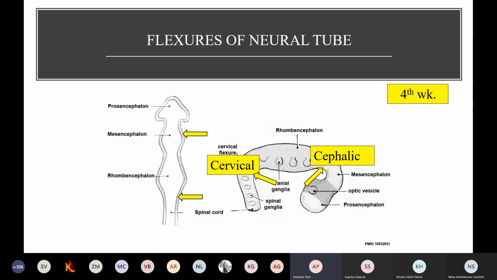Now as the neural tube grows, it gets bent. Bending is seen, and that is called the formation of the flexures.